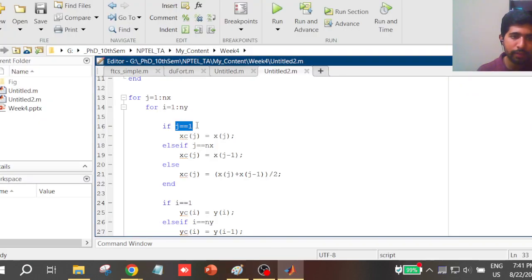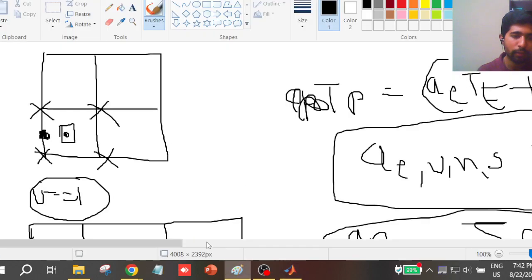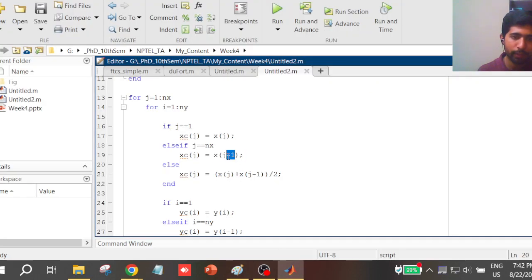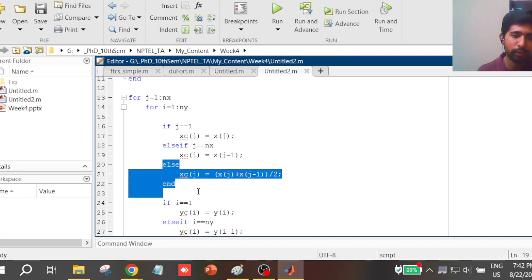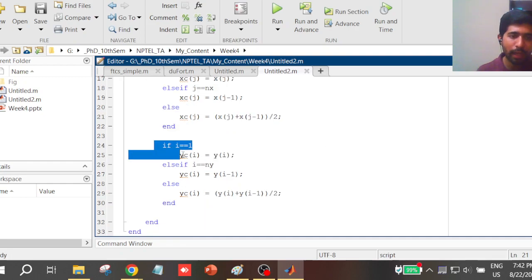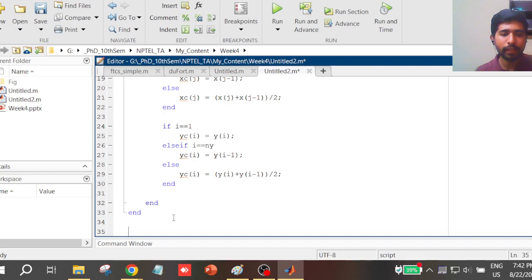Okay, if j is equal to 1, then xc is nothing but x of j, and if j is equal to nx, then xc will be x of j minus 1. Because if you remember, we have seen that for 3 control volumes I'll get 4 corner grid points, 1 2 3 4, whereas I'll get 5 centroids. Okay, so that is why minus 1 is coming here. In other points it is nothing but the average. So this is quite clear to you, I think this is understandable. xc is nothing but the average. So similarly I have done for y also. If i is equal to 1 or if i is equal to ny, just directly take the y, otherwise do the averaging. Okay, so I think till here it is understood.